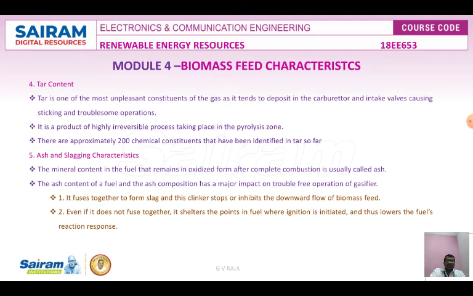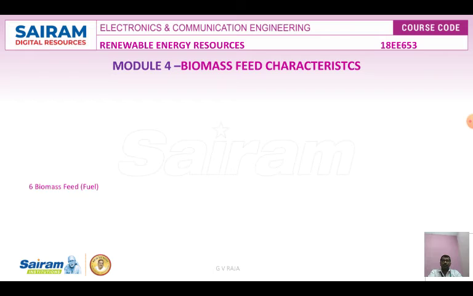Basically, the gasification process has two ways. The ash fuses together to form slag and clinker, which stops the downward flow of the biomass feed. Even if it does not fuse together, it shelters the point in the fuel where ignition is initiated, and that lowers the fuel reaction. So ash and tar removal is the most important process in the gasification system for smooth running.